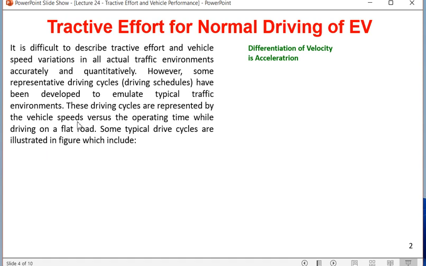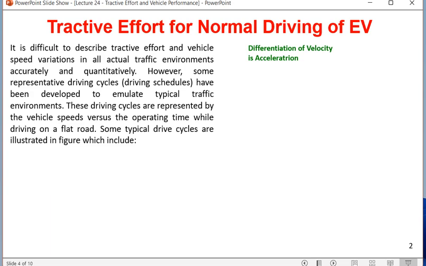Some drive cycles can be suitable for city, some for highway, some for village kind of conditions, some for very high traffic conditions. Some can be for gradient, so less gradient, more gradient. So different driving conditions are created or simulated, and the vehicle model is put under these different driving conditions, which are called drive cycles, and vehicle performance is tested before it is tested in real time.